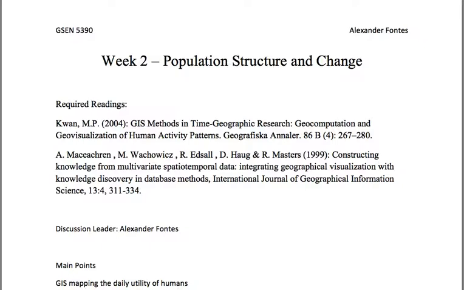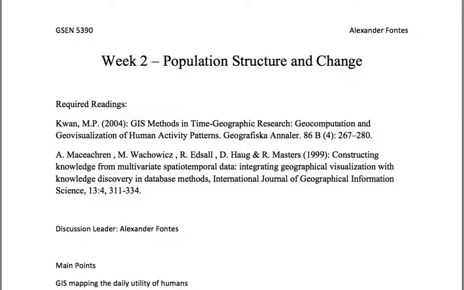This week we have 2 required readings, the first being GIS Methods in Time Geographic Research: Geocomputation and Geovisualization of Human Activity Patterns, by M.P. Kwan, featured in Geografiska Annaler. I don't know if that's pronounced properly, but that's a scientific journal.